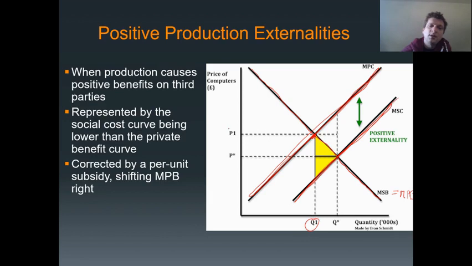We produce a Q1 at a price of P1, but society would like us to actually produce more. It would like us to produce at Q star. So how do we solve this? We once again have a per unit subsidy, which lowers the cost and shifts MPC to be in line with MSC. So it shifts them to be in line, getting us to Q star at P star as the price.